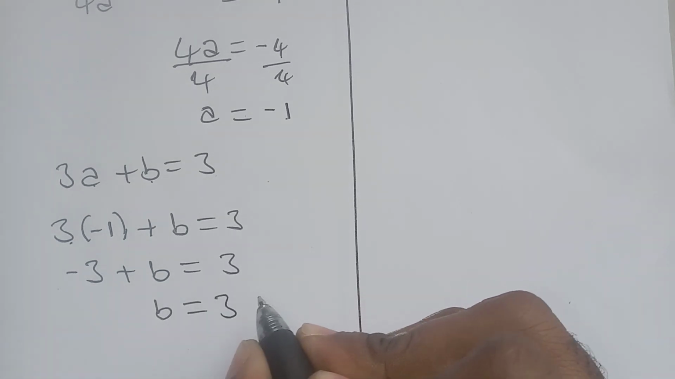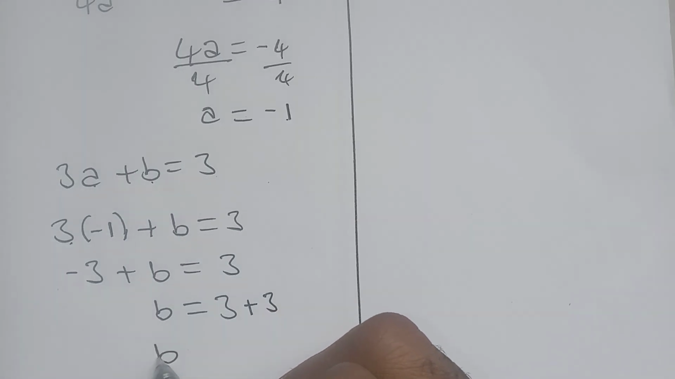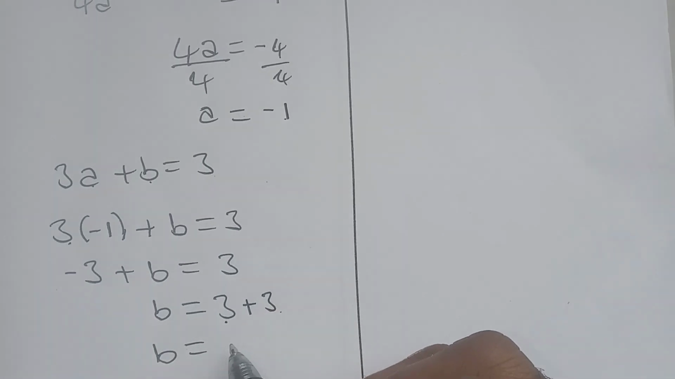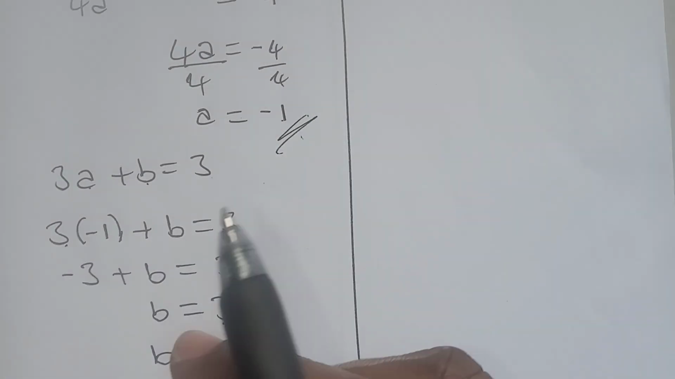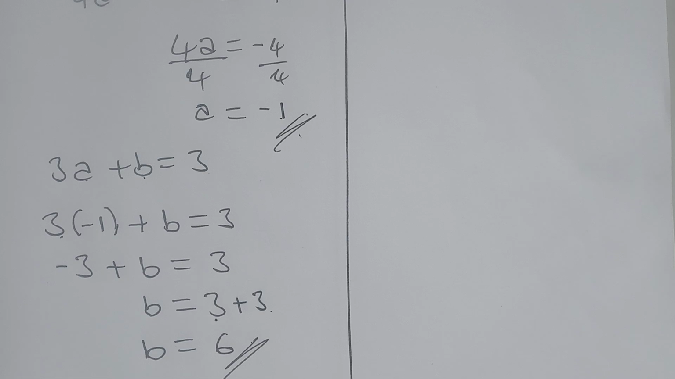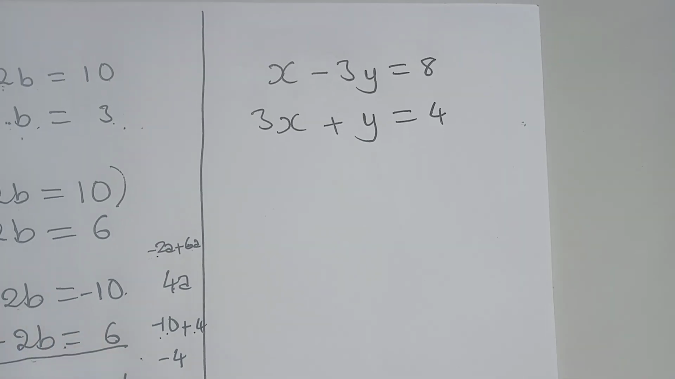So you have a 3, you take the 3 to the other side, you have a +3. 3 plus 3 is 6, and you're done. So this is how you solve simultaneous equations when the coefficients are different. Let's look at another example.